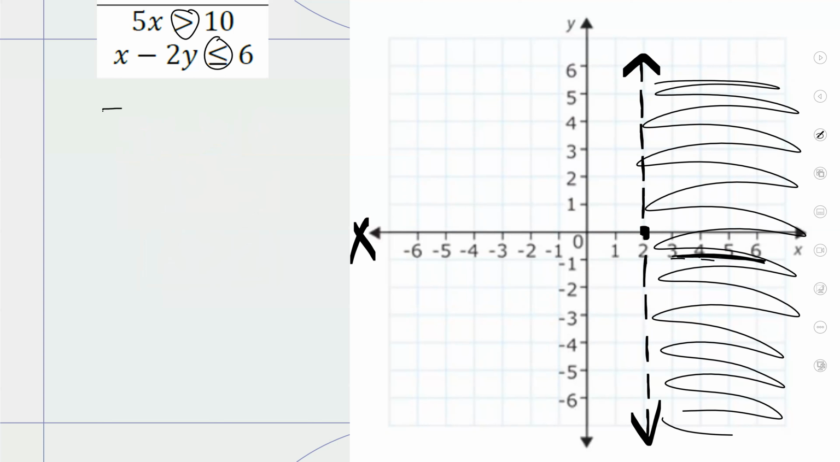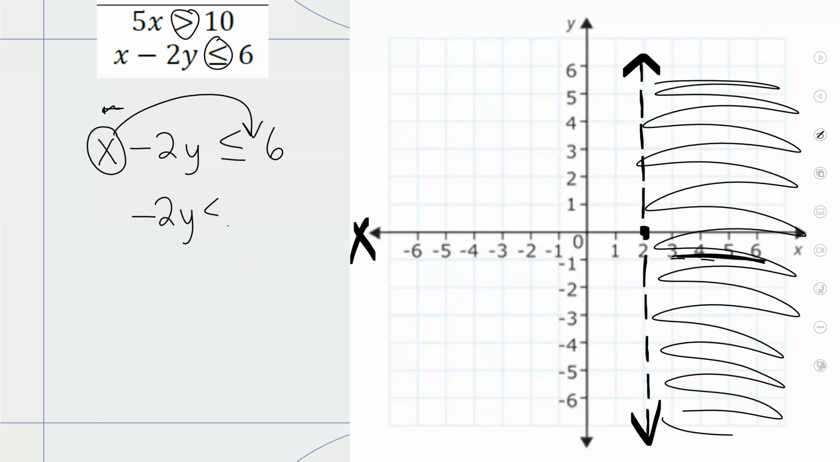So my inequality is x minus 2y is less than or equal to 6. I'm going to move the x to the other side, and remember, everything else will stay the same. The negative 2y will stay the same. This 6 will remain a positive 6, so go ahead and put a plus sign there. But the only change is when x goes to this side, it will now be negative. The sign will change, okay?